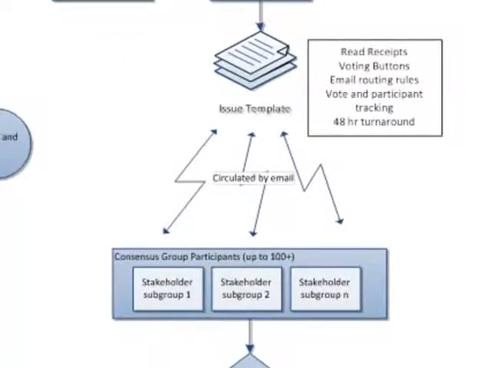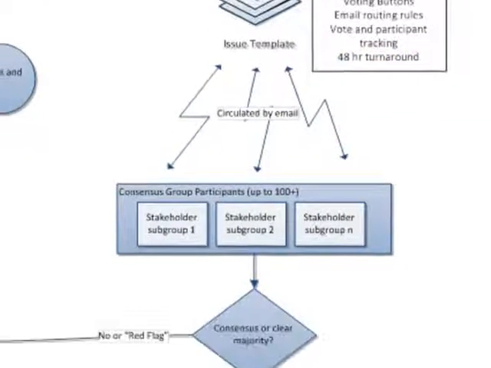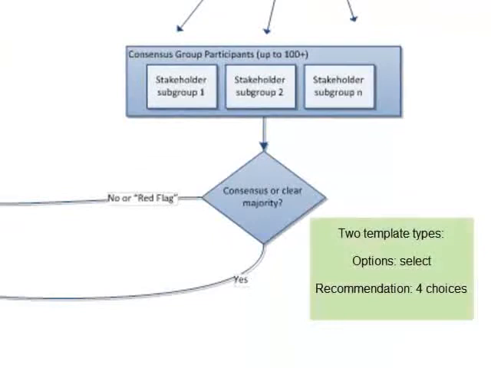The templates will be sent to you by email one at a time, and you will have 48 hours to review the issue and cast your vote. If several options are provided, you will select the option you favor most. If it's a recommendation, there will be 4 vote types that you will have available to you.